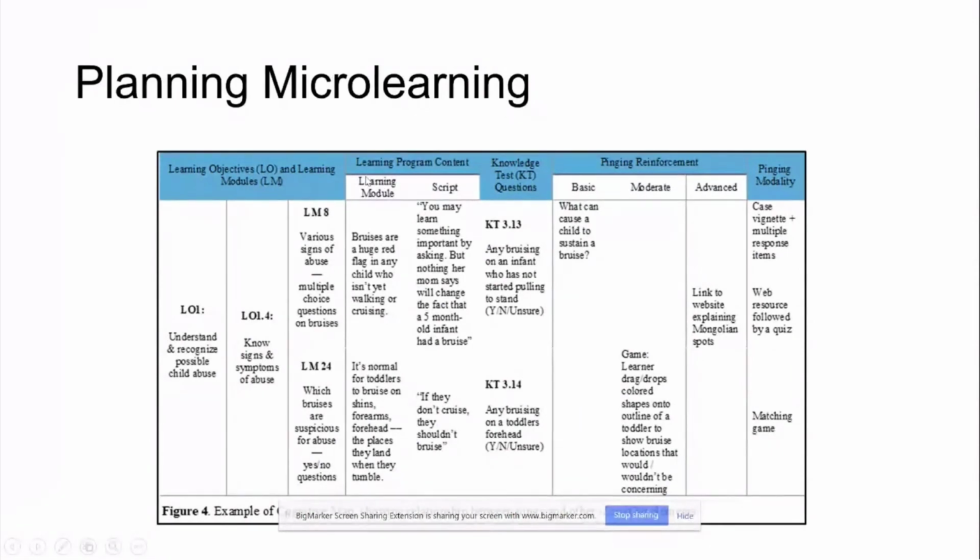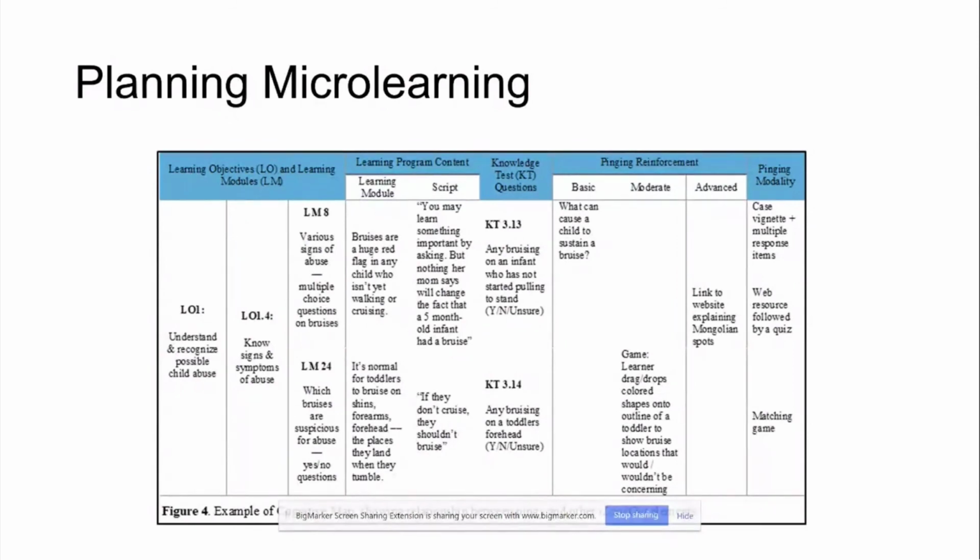And then we actually take a look at what micro-learning chunk we are focused on for this learning module. So here, bruises are huge. Bruises on somebody that doesn't walk yet is a huge red flag for any child. And we can see what content is in the learning module, and then we can see what's actually in the script, what we actually say in the script. Then we see the quiz questions. So we've tied the questioning, the assessment, all the way back to the learning objective.